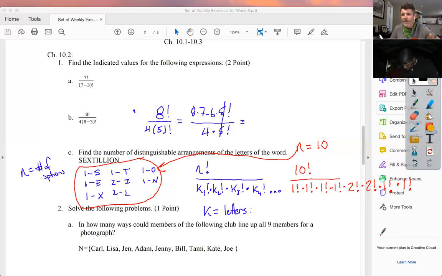So the hardest part about this question is remembering where the N comes from and where the K values come from. If you can make that connection for yourself, make a little note to yourself, this is easy. These are easy questions.